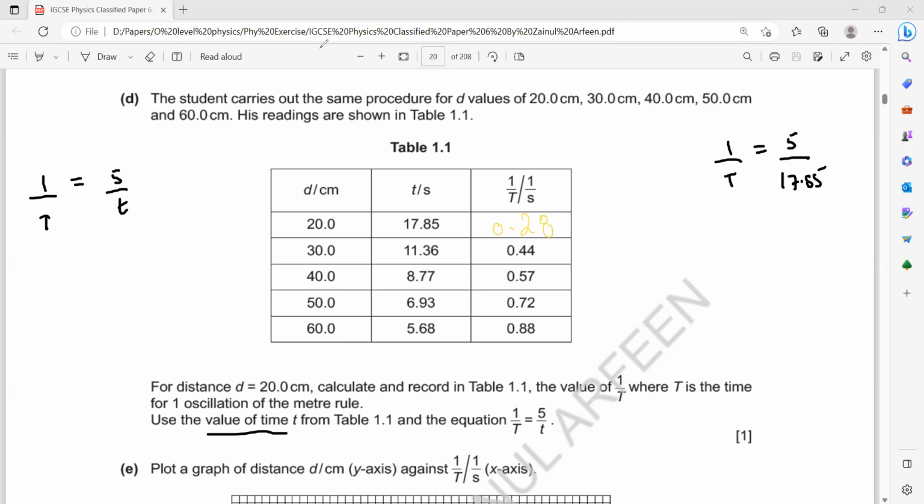So we have the results, because in the next part we have to plot a graph between D and 1 over T. So we have D as 20, 30, 40, 50, 60, and we have 0.28, 0.44, 0.57, 0.72, and 0.88.